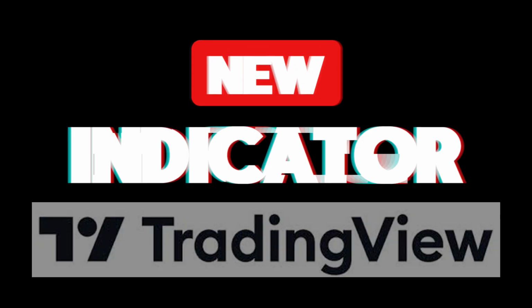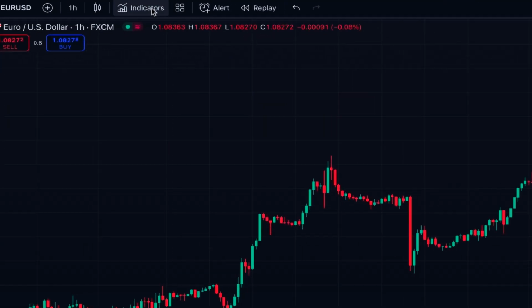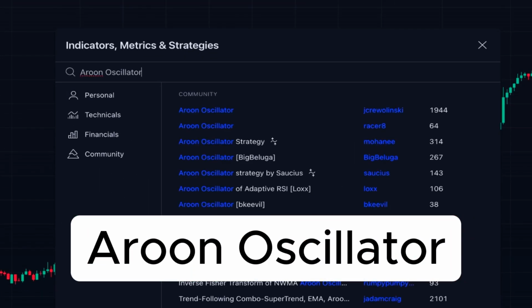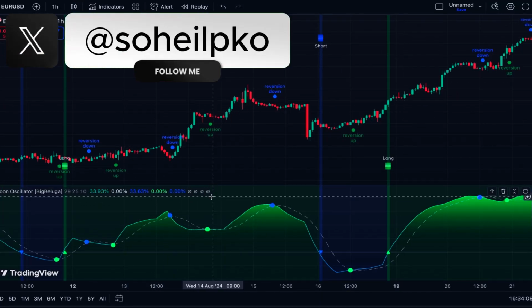In this video, I want to introduce a new indicator on TradingView that can make you consistent profit. To add this amazing indicator to our chart, we click on indicators and search for Rune Oscillator, this one, which is written by Big Beluga. Alright, this is the indicator, and as you can see it's added here below the chart.